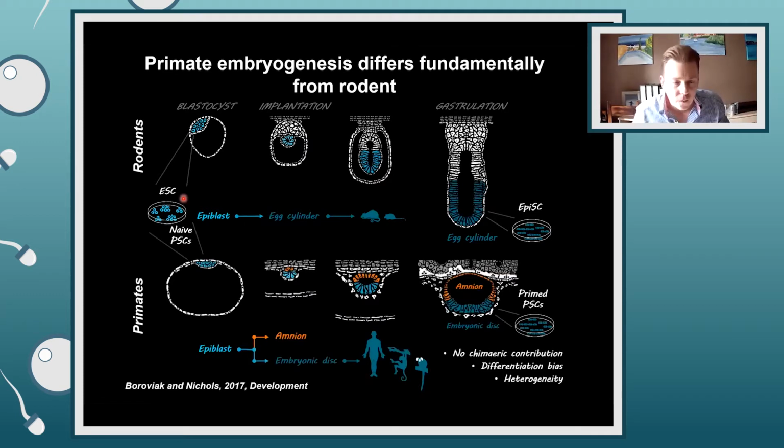Now, if we look at the primate situation, we see something else. We have this amniotic cavity formation here, and the primates undergo an additional lineage decision. So the epiblast forms amnion, and also a flat embryonic disc. And so the question we try to address in the lab is how do the embryonic and the extraembryonic lineages interact to make human and non-human primate embryogenesis happen?